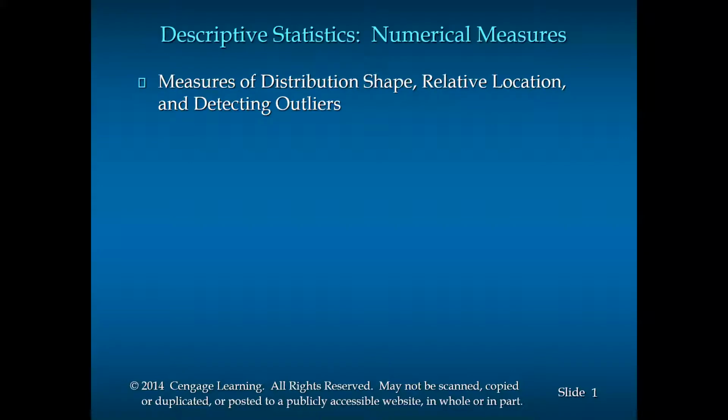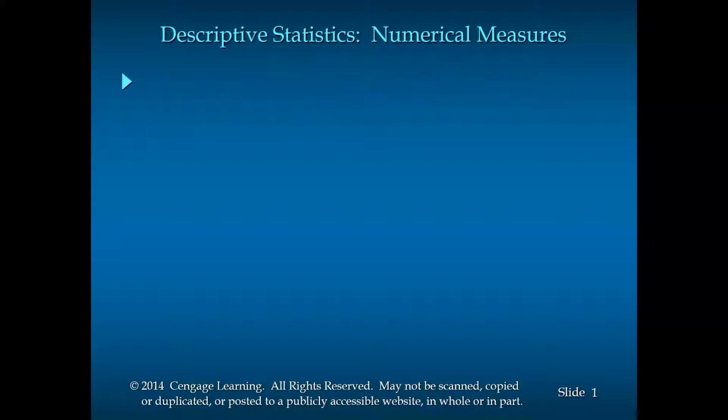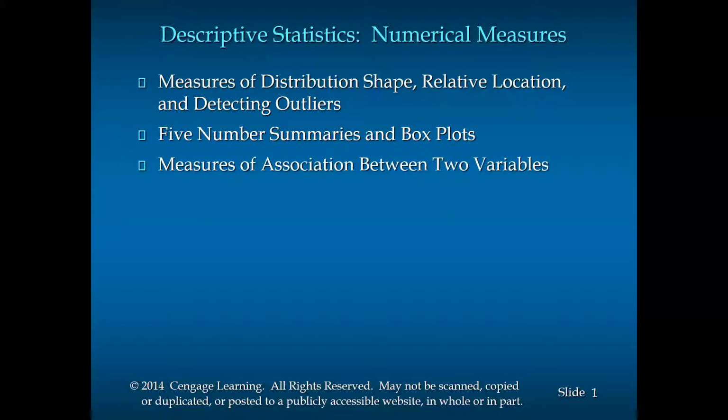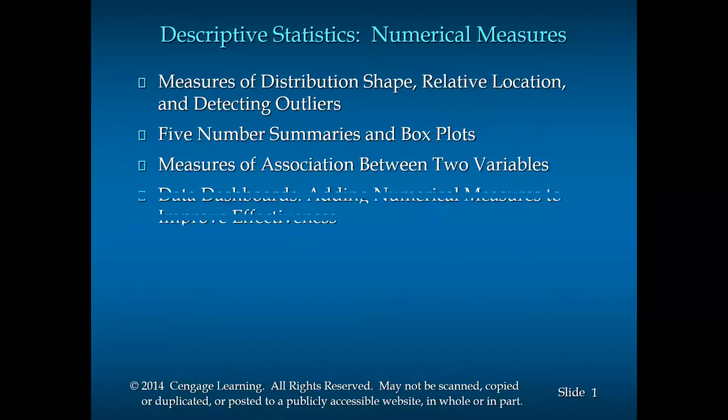Measures of distribution, relative locations, and detecting outliers. And the 5-number summary, which is a box plot. Association between two variables. Adding numerical measurements to improve the effectiveness of your data, which we completed yesterday. I opened Excel, we did all the data, EDA part, summary part, and some quality part. I will show it once again.